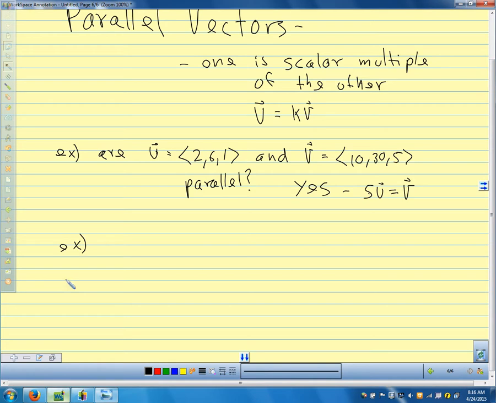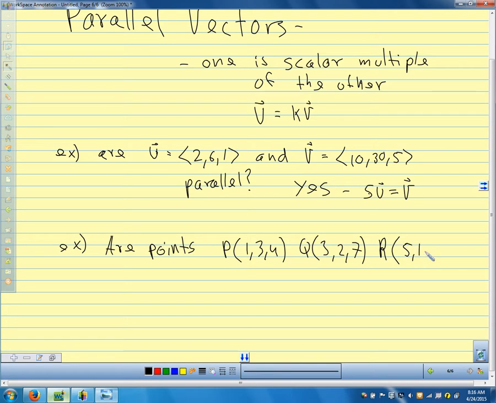All right. Let's look at a little more challenging problem. Are the points P (1, 3, 4), Q (3, 2, 7), and R (5, 1, 10) collinear? Collinear means on the same line.